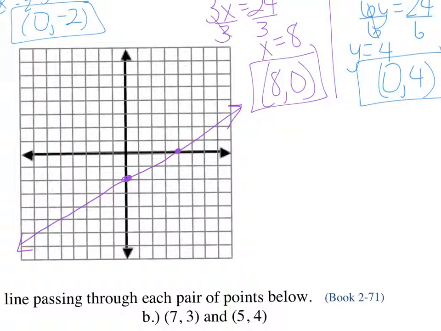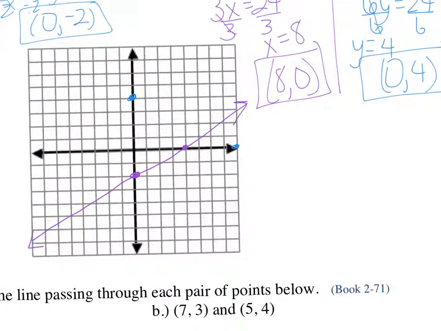Using a different color, I'm going to plot these points and draw my line. So I have an x-intercept at 8, 0, so I'm going to go over 8 and put a point. Y-intercept is 4. Put a point. So now this is a decreasing line. And you only need 2 points to draw a line. So I'm going to try to draw it as straight as possible. And there we go.